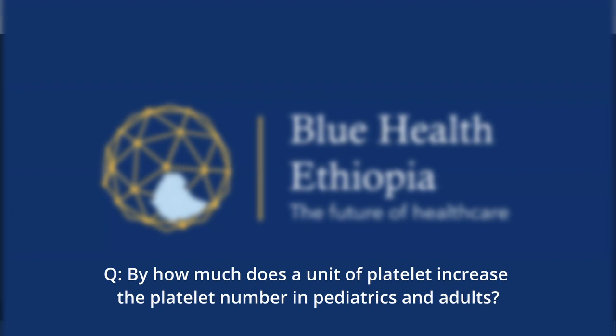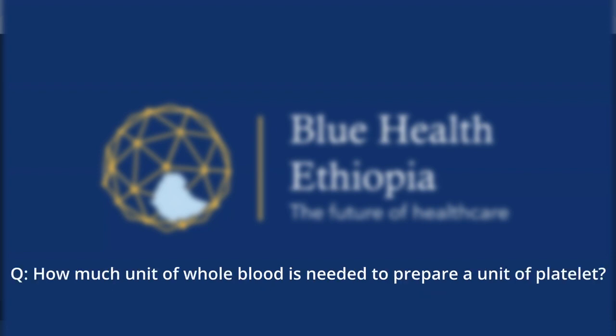Okay. So how many units of whole blood are needed to prepare a unit of platelet? From one blood bag, you can extract 1 unit of around 60 ml. That is why we said the blood bag we have, which contains around 60 ml, was removed from 1 bag of blood. Yes.